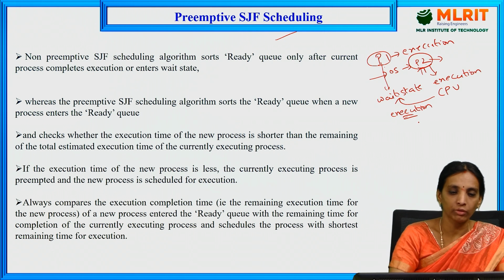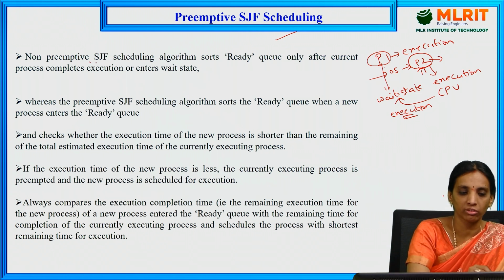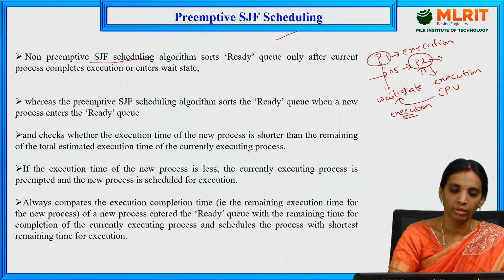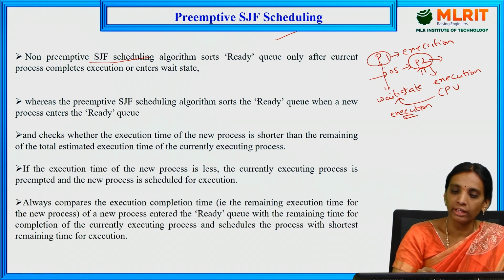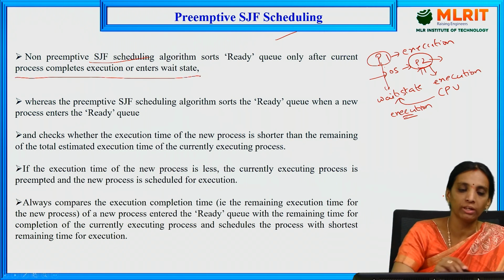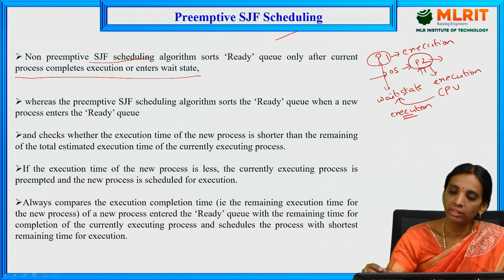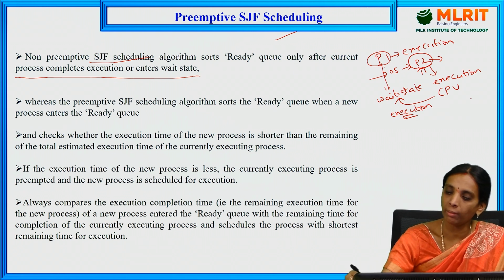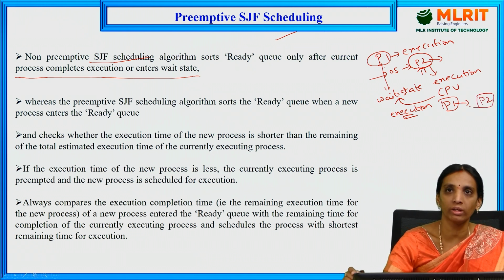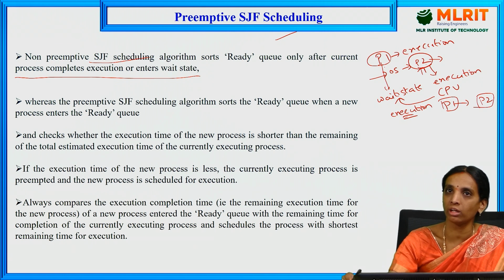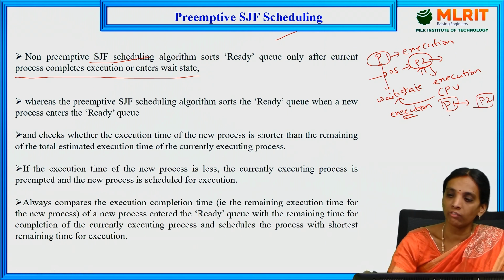In the non-preemptive shortest job first scheduling algorithm, the ready queue is sorted only after the current process completes execution. That means in non-preemptive scheduling, only after completion of the current process will another process have access for execution or for resources. Until the completion of the current process, it is not possible for another process to enter.